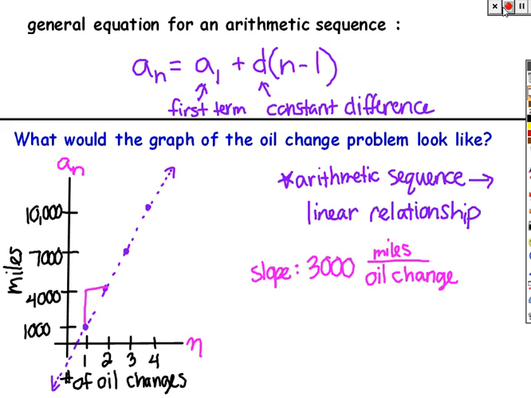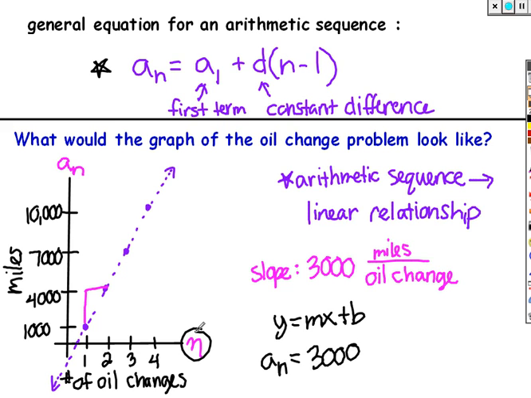I should be able to write the explicit formula for an arithmetic sequence, not only like this is one way, but I could also write it in the form y equals mx plus b, because of the linear relationship. And y would be the value of the term, so the value of the nth term would be, m is that constant difference, that rate of change, so I'm adding on 3,000, n is what's on the x-axis.